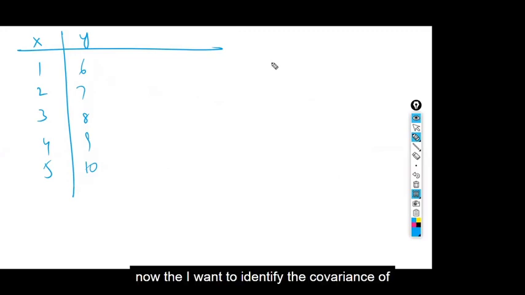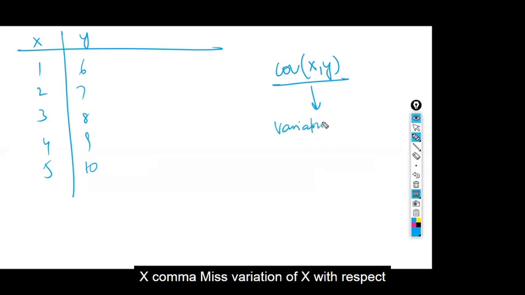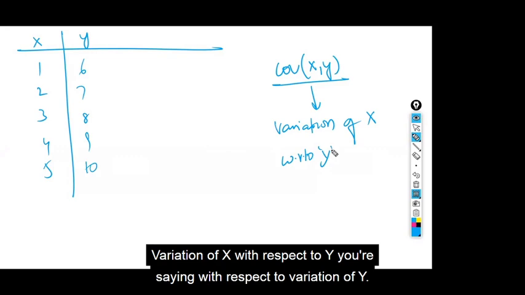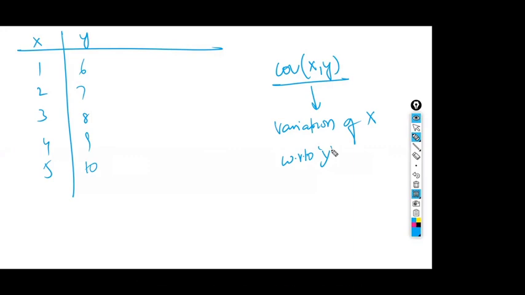Now, I want to identify the covariance of x comma y. What is meant by covariance of x comma y? It means variation of x with respect to y. Variation of x with respect to y, you are saying with respect to variation of y, is called covariance. How much x is varying with respect to y.